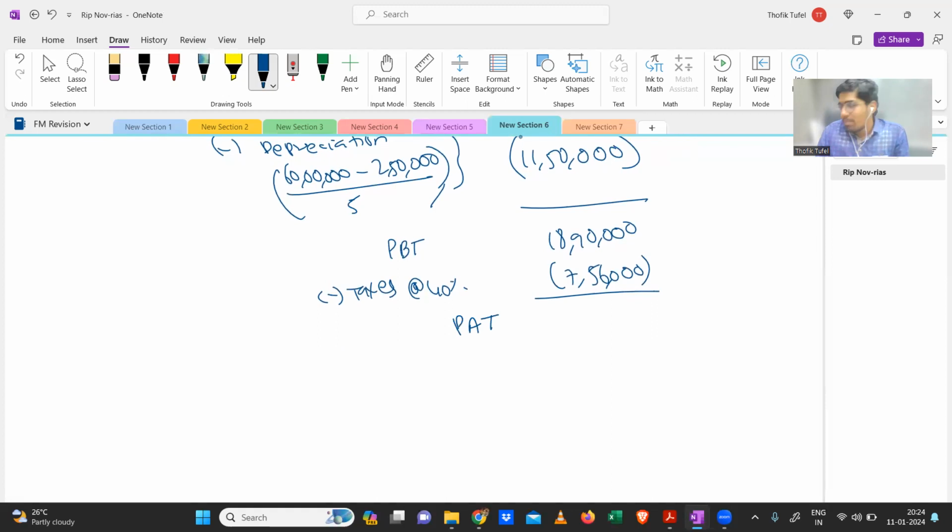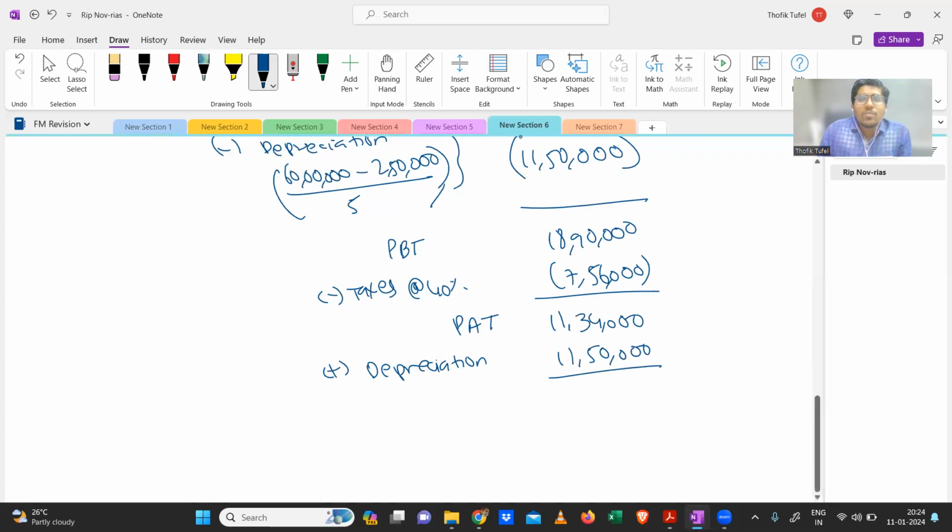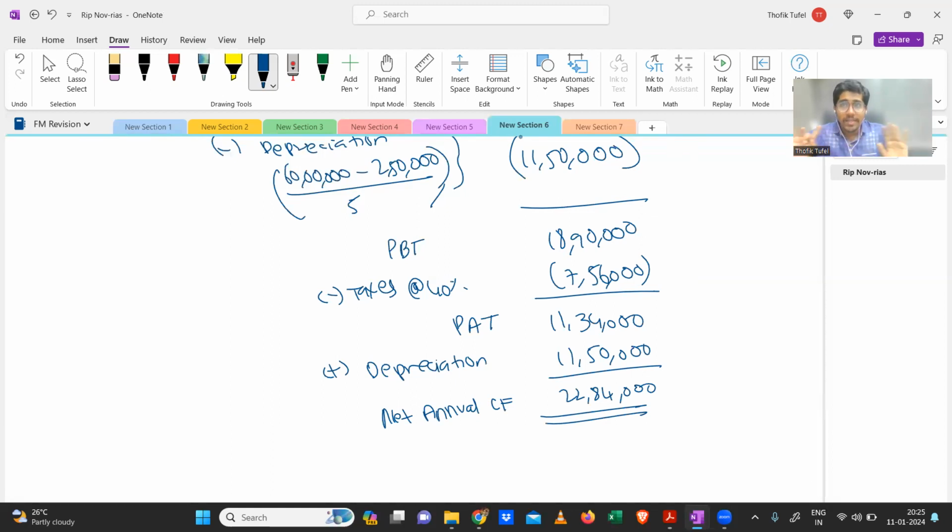Now what will I get? I will get the PAT. What is my PAT? PAT is 11 lakh 34,000. Now what do I have to do? I have to add back depreciation. This is a non-cash expenditure, so I'm adding it back. So with 11 lakh 50,000, what am I getting? 22 lakh 84,000 is my net annual cash flow. So every year, the net annual incremental cash flow is 22 lakh 84,000. Clear? Second part over. Now at the end of the project, what are the terminal cash flows?